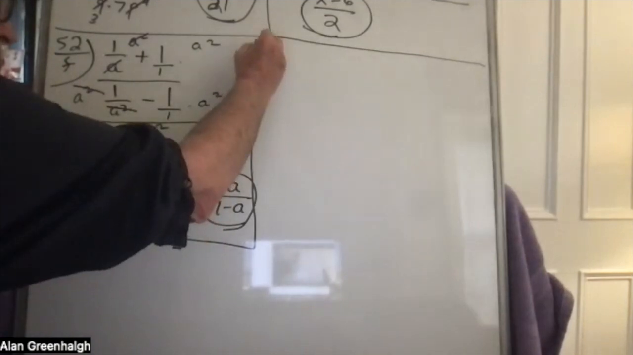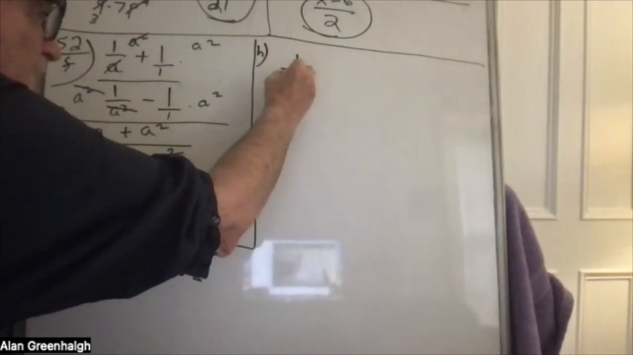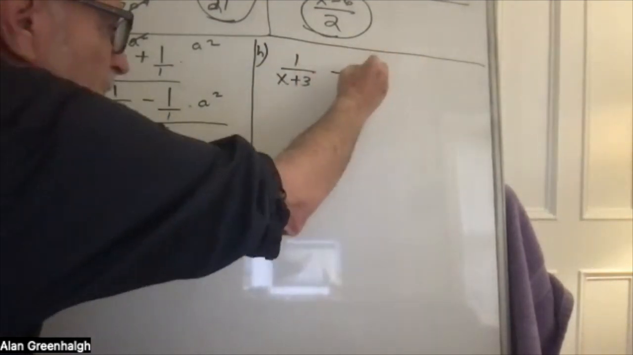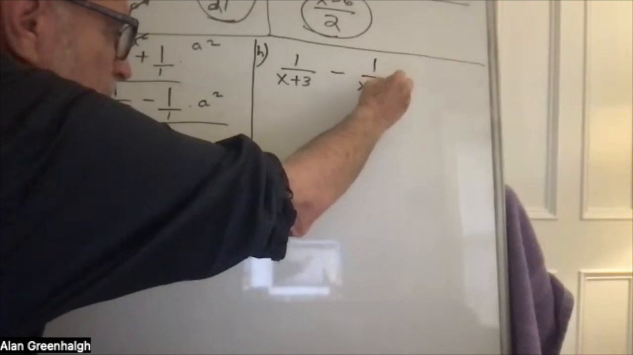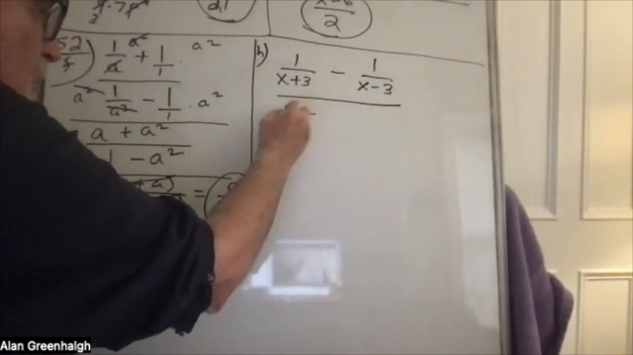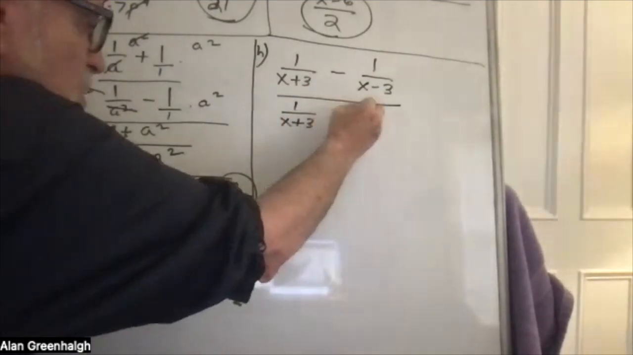Problem H. 1 over x plus 3 minus 1 over x minus 3, all over 1 over x plus 3 minus 1.